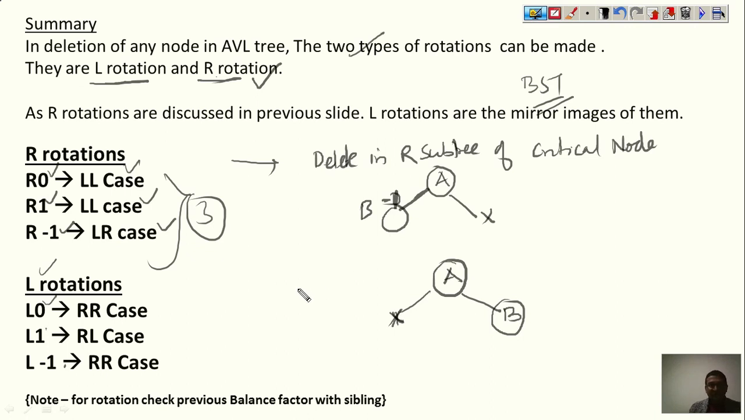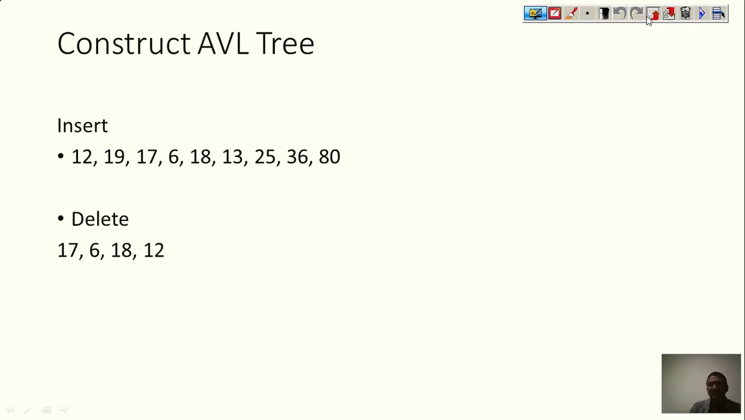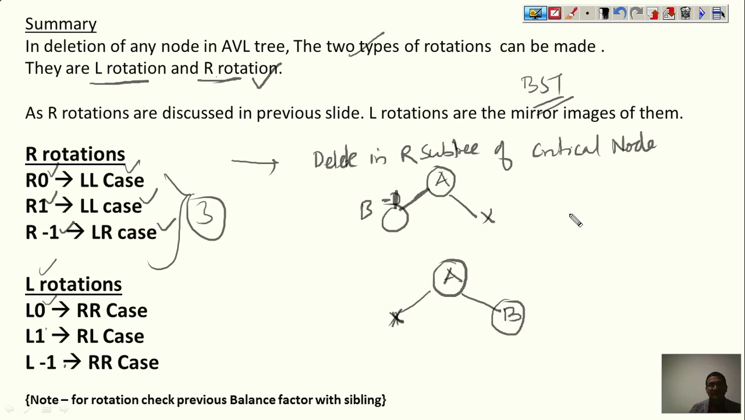So we will take some examples to understand in a better way. In the next part, we will take some numericals. We will do some insertion and deletion, and we will see how the rotation is done to make our AVL tree balanced. So this is all for this lecture. We will take some examples in the next video. Thank you very much.